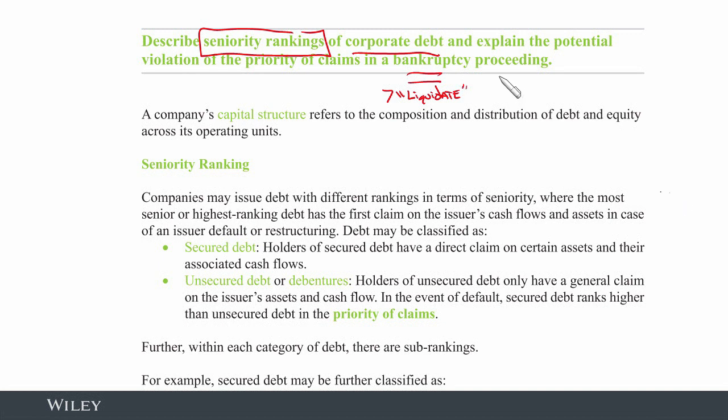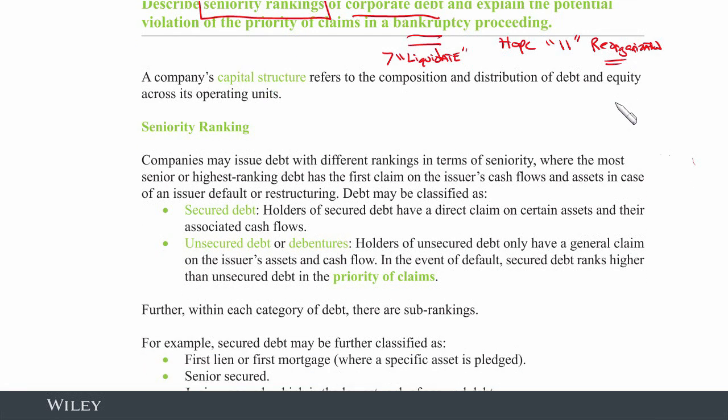But when there's hope for the business, that's a Chapter 11 bankruptcy. That's a reorganization. So we want to be mindful of what type of bankruptcy is being referred to. That's going to help us decide the type of risk we have in terms of loss severity, as you're going to see. Now, first things first, capital structure of a company.